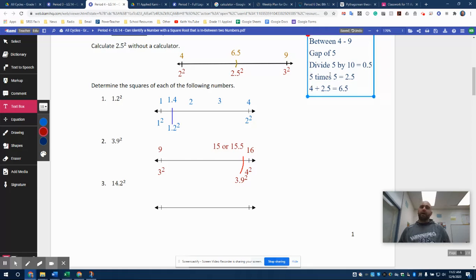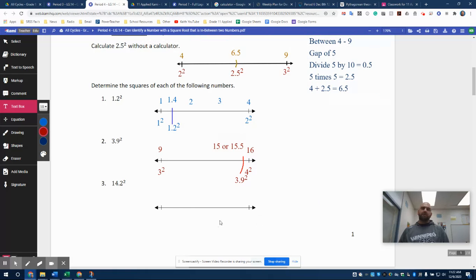If we were to use my other method right here, we would actually do 15.3. There's a gap of 7. If we divide by 10, that means that there should be groupings of 0.7. If we do one grouping down, 16 minus 0.7 would be 15.3. So our estimation would be 15.3, and that will probably give us a pretty good estimate as to where it is.